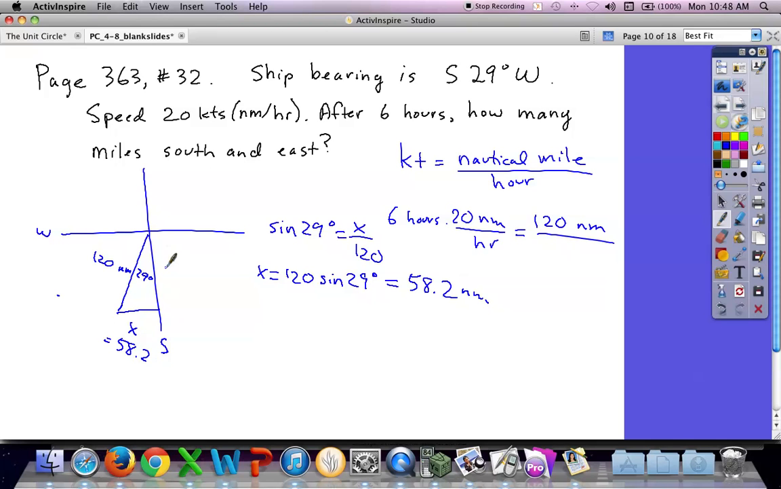Okay, now we still need to find this side. How do we find that side? Yeah, again, you could use a cosine. Cosine of 29 is y over 120. That might even seem like an easier calculation than the Pythagorean theorem. Either way, how about this time I'll do it with a cosine. Right, y equals 120 cosine of 29.